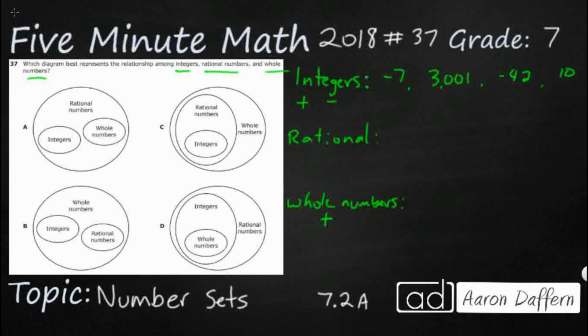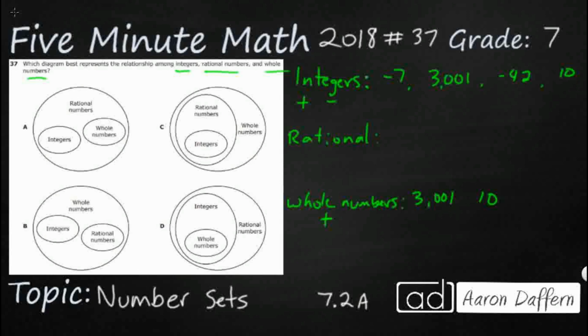So you can get 3001, you can get 10, but you can't get -7, you can't get -42, and you also can't get decimals, mixed numbers, fractions, or anything like that. So whole numbers is exactly what it sounds like: numbers that are positive and that do not go into any decimal places at all. So that brings us to our rational numbers.